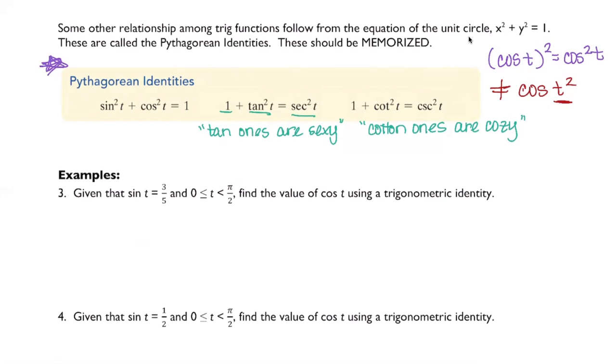Cozy is for cosecant. Cotton is obviously for cotangent. Tan is for tangent. Sexy is kind of for secant. So that's how you can remember those. And if you don't like that, then you can come up with another way to do it.